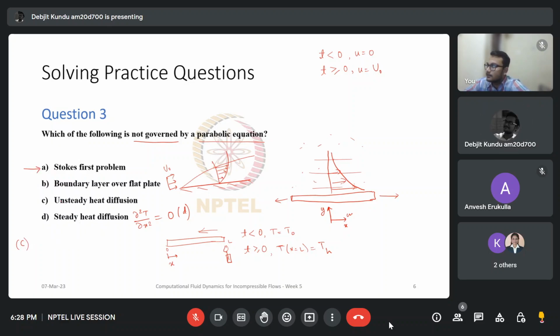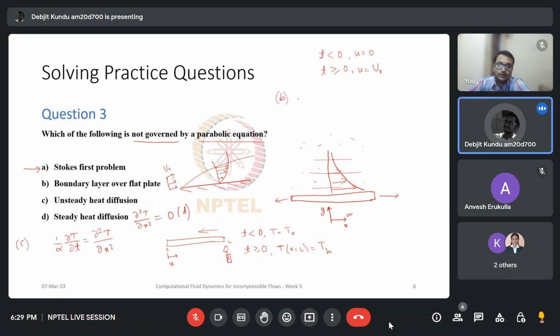That is 1 by alpha, is it? One by alpha, dou T by dou tau, equal to this same thing, right? Dou square T by dou x square. Yes, sir. Right? Yes. Now the boundary flow over flat plate.